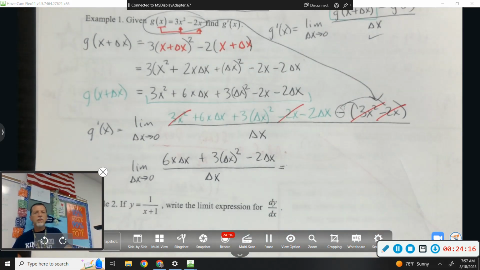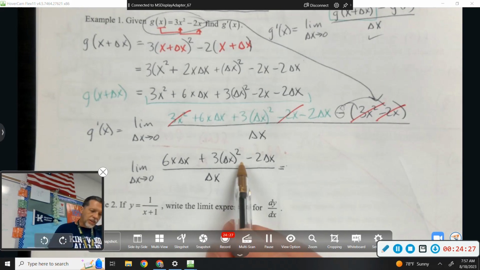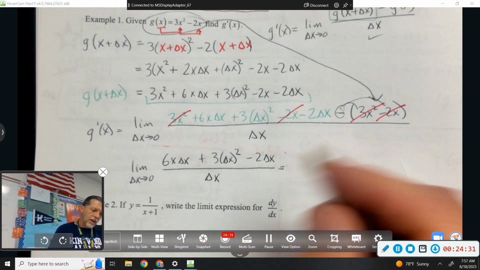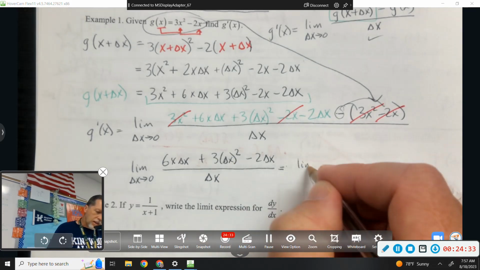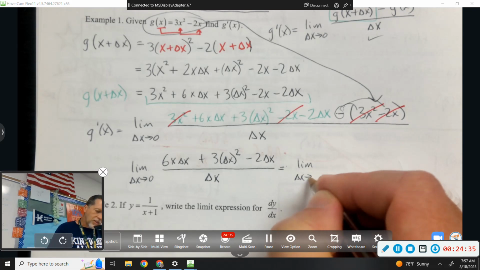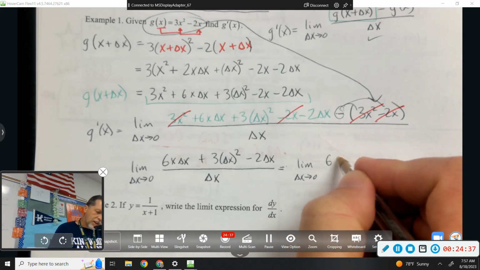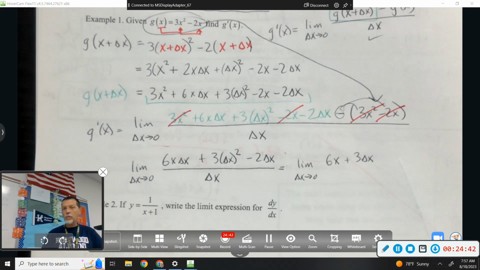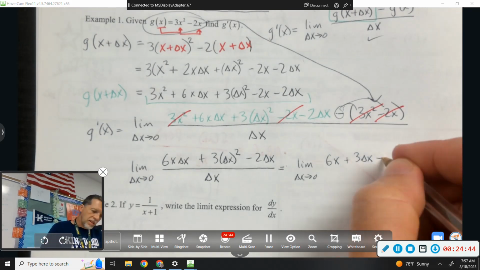Oh, this is good. What am I excited to see here or do next? Everything has a delta x in it. So I can cancel a delta x. Be careful. That one's got 2 of them, so we need to be careful right there. The limit as delta x goes to 0 of 6x plus 3 delta x, because we canceled one of them, minus 2.